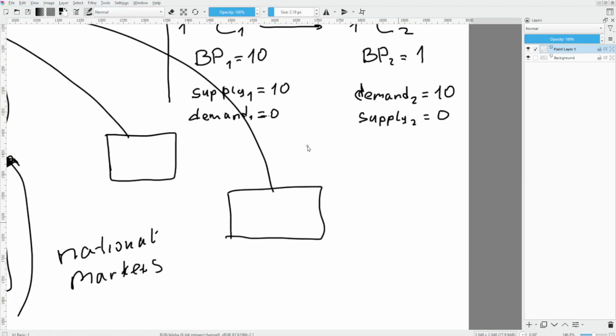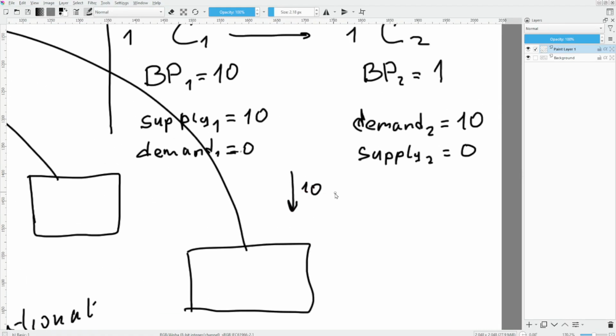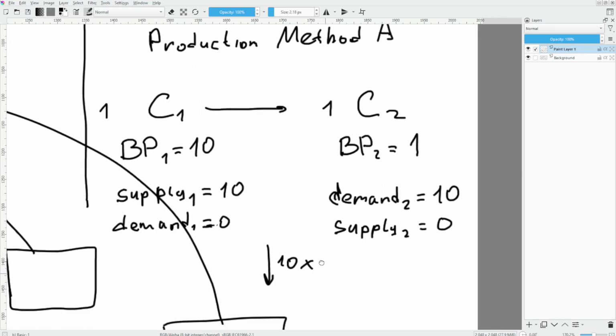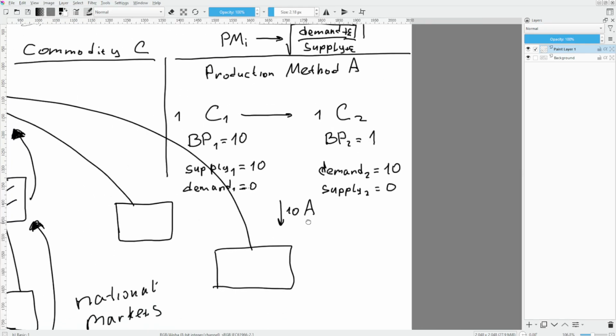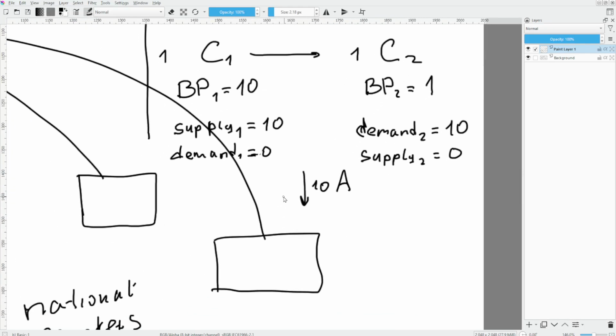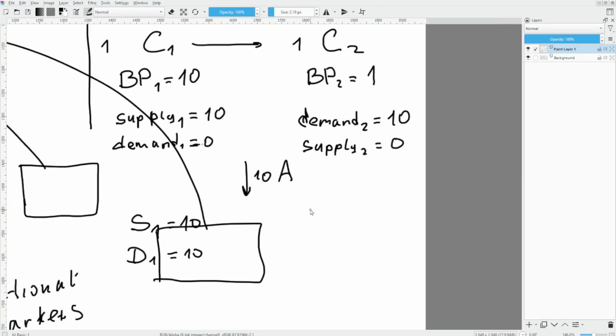Well, let's think about what will happen in this case. So we have 10 times A, we have 10 units of production method A, and now we have the following situation. Supply 1 is equal to 10, demand 1 is equal to 10, supply 2 is equal to 10, demand 2 is equal to 10.